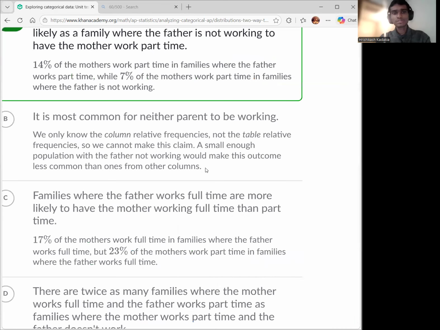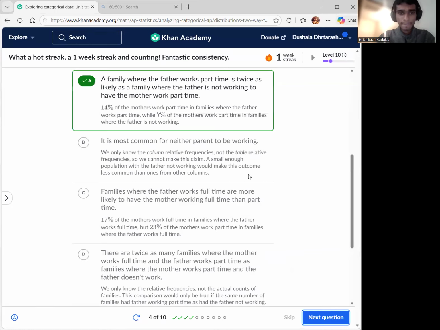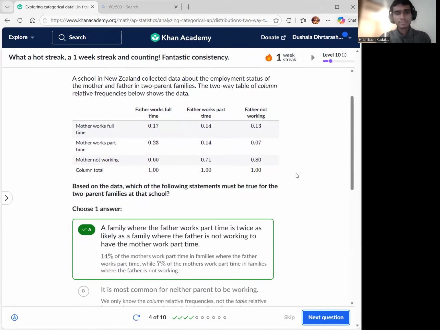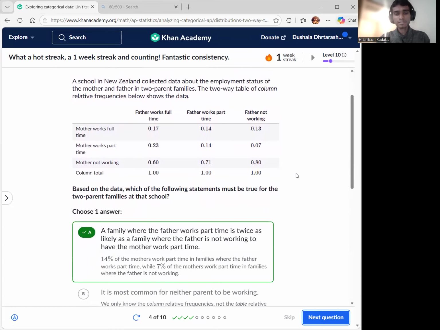So yeah. It's more common for neither parent to be working, we can't make that conclusion. A small female population with the father not working could make this outcome less common, right? Because with a small enough population with the father not working, it will actually make this less common. Because if we get a smaller population, then this percentage really drops. Even though the percentage is bigger, the amount that we get is actually smaller. So that way B is actually kind of incorrect. It doesn't really model this. What we want is column relative, and the column relative we can predict.